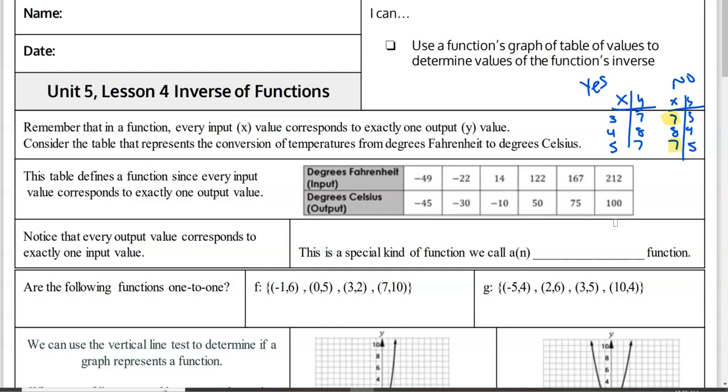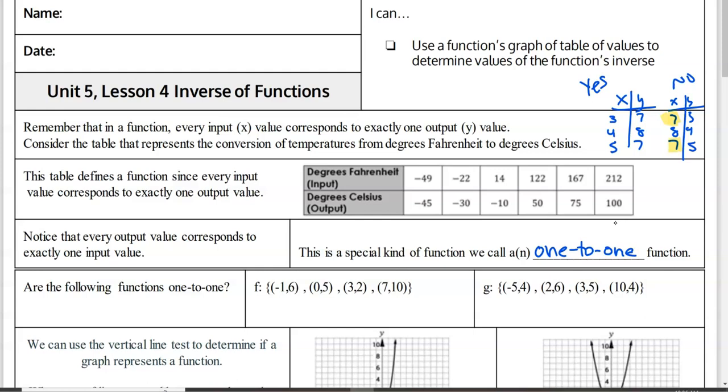So look at the table we have here. We have an input and we have an output. Is this considered to be a one-to-one correspondence or a function? Every single input value corresponds to exactly one output value. So is it a function? Yes, this is a function. Notice that every output value corresponds to exactly one input. So when nothing repeats at all, this is called a one-to-one. When nothing repeats, every x has its own unique y, it's going to be a complete one-to-one function.